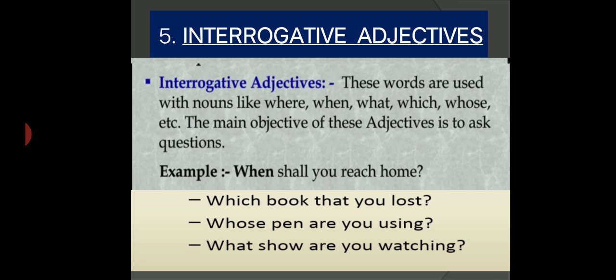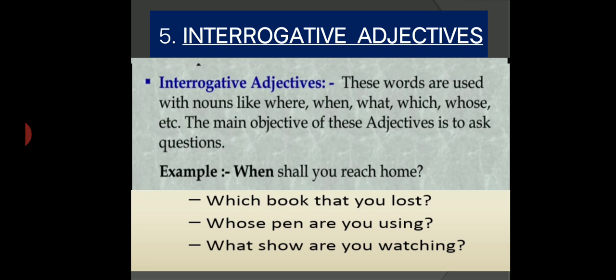Next is interrogative adjectives. These words are used with nouns. ये noun के साथ use होते हैं like where, when, what, which, whose, etc. And the main objective of these adjectives is to ask questions और इनको question को ask करने के लिए use किया जाता है.